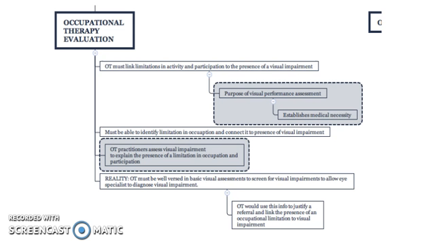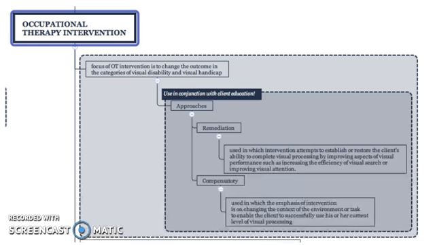If you're dealing with something like this, the reality is OT must be very well versed in basic visual assessments in order to screen for visual impairments. This is a specific field, so they need to know exactly how to justify the info that comes after the referral and link the presence of limitation in occupations to that visual impairment. After the evaluation, we know intervention comes next, and the focus of this is to change the outcome in the categories of visual disability and visual handicap.